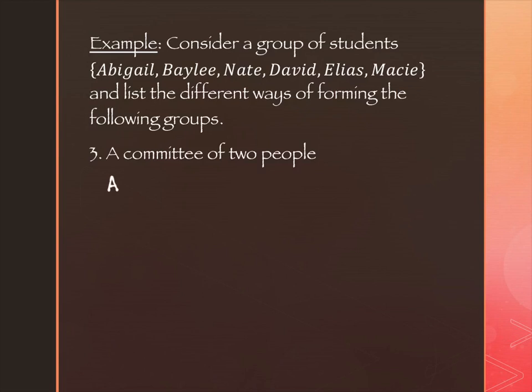Okay, so we're looking at a committee now, and we'll just start with the first person, which is Abigail. And we'll list her with every other person because there isn't any condition on the sex of the other person. So we have Abigail Bailey, Abigail Nate, Abigail David, Abigail Elias, and Abigail, Macy.